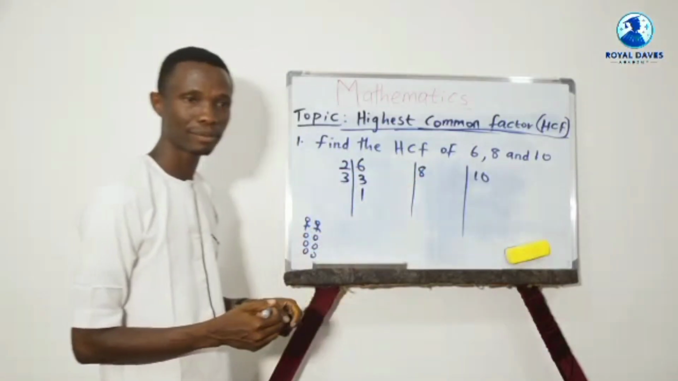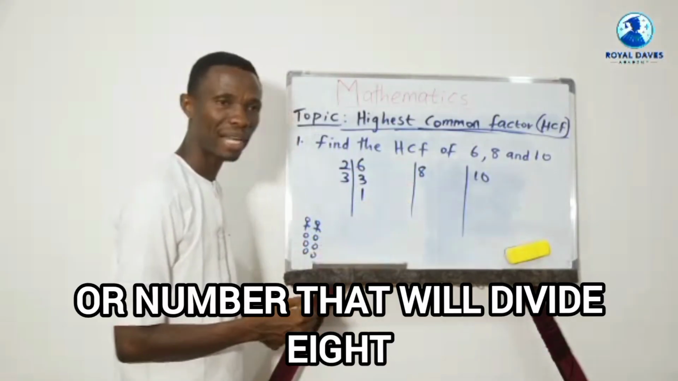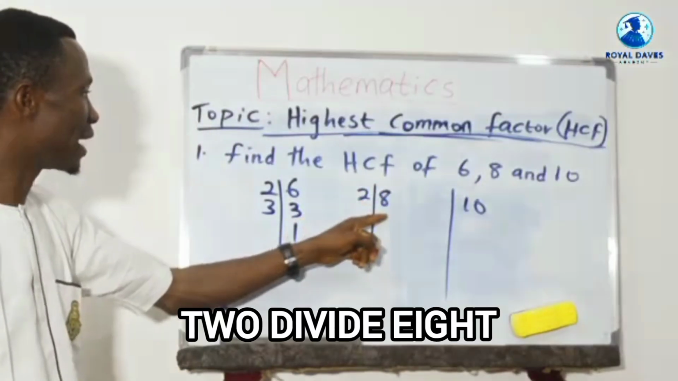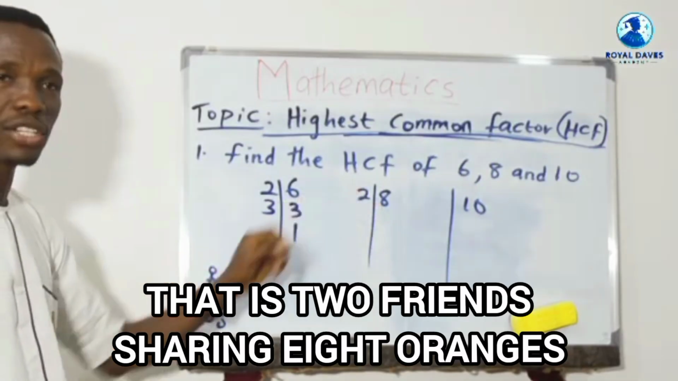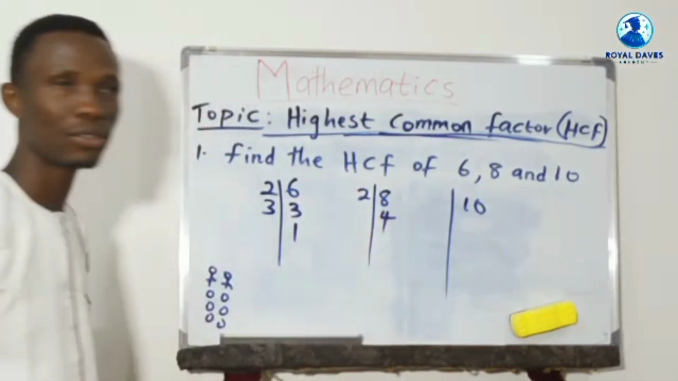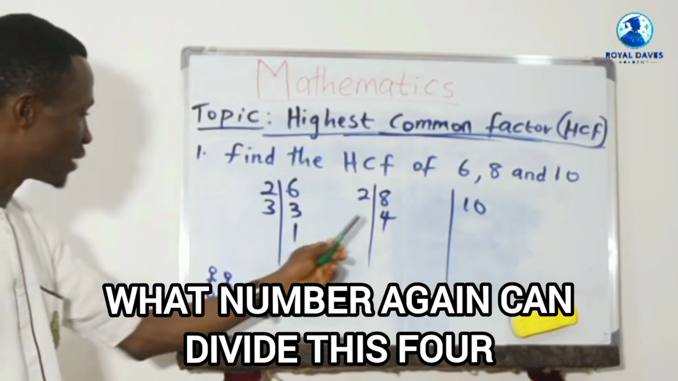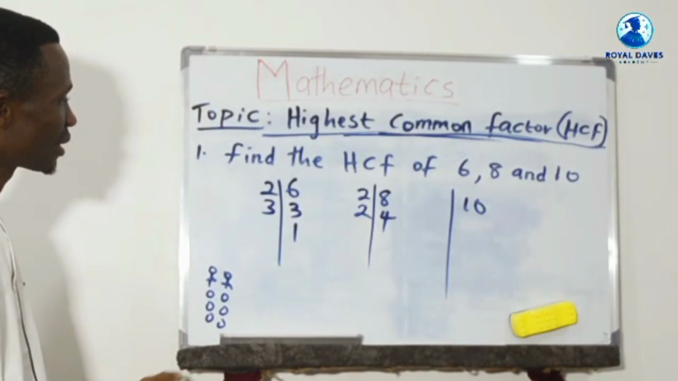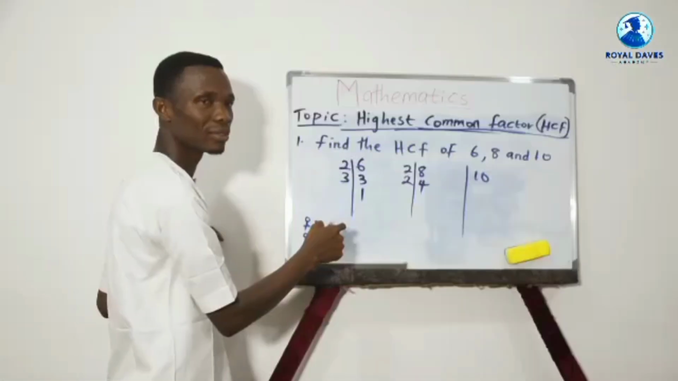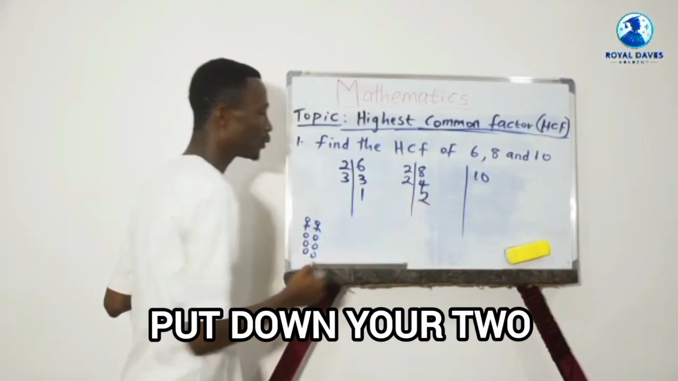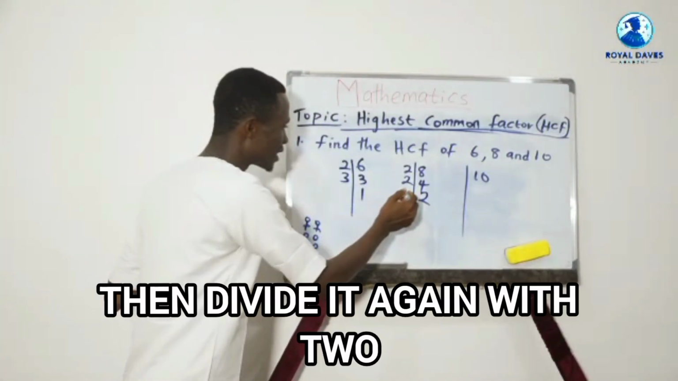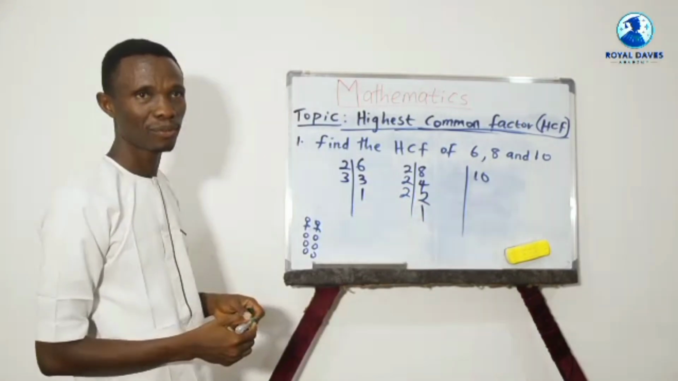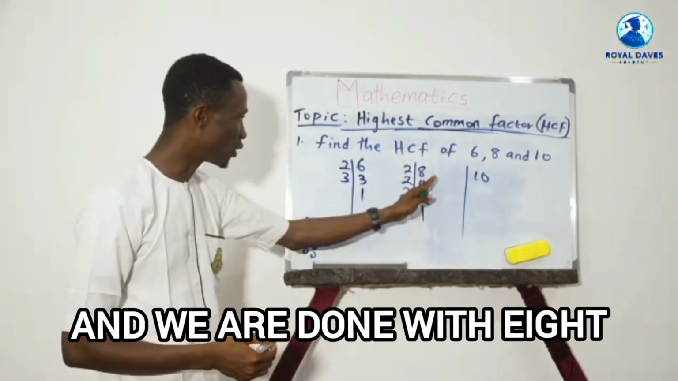Let's go to 8. What number can divide 8? What's the factor of 8? We'll start with 2. 2 divides 8. That is 2 friends sharing 8 oranges. They'll be getting 4. What number again can divide this 4? Still the same 2. Write your 2. Then 2 divides 4, you still get 2. Put down your 2. Then divide it again with 2. 2 divides 2, and that is 1. You can see we are done with 6 and we are done with 8.